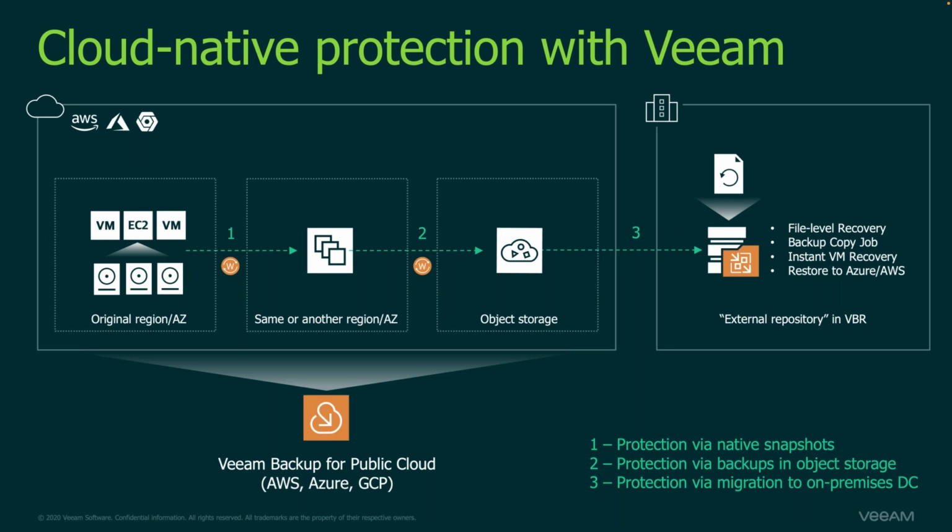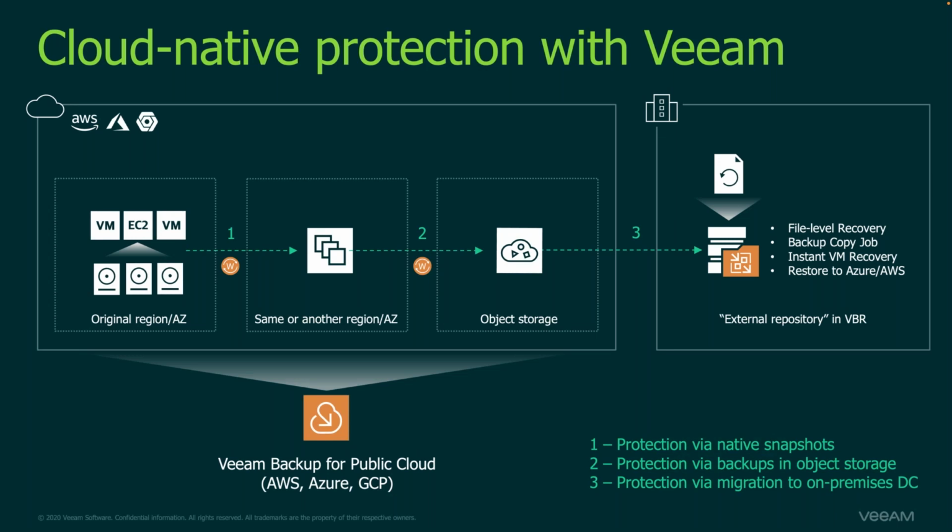And if we're talking about the cloud-native protection with Veeam, it consists of multiple layers. For example, the first layer would be for you to deploy this solution, Veeam Backup for public cloud, AWS, Azure, or GCP, and then to take a native snapshot of the original workload that you are trying to protect, whether it is an EC2 instance, an RDS database, or an EFS share.